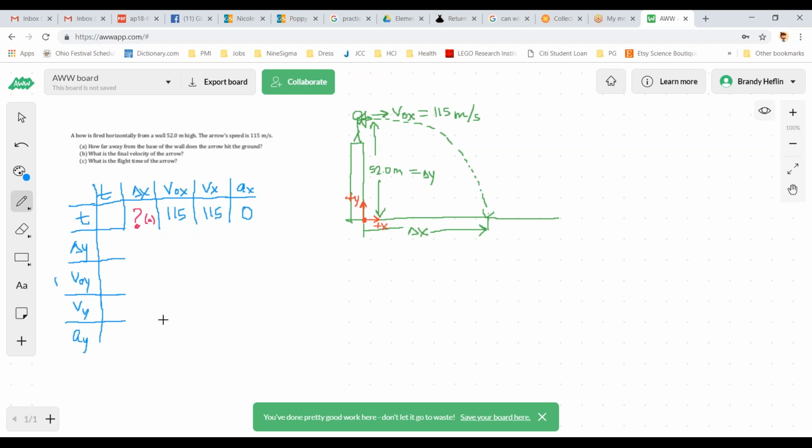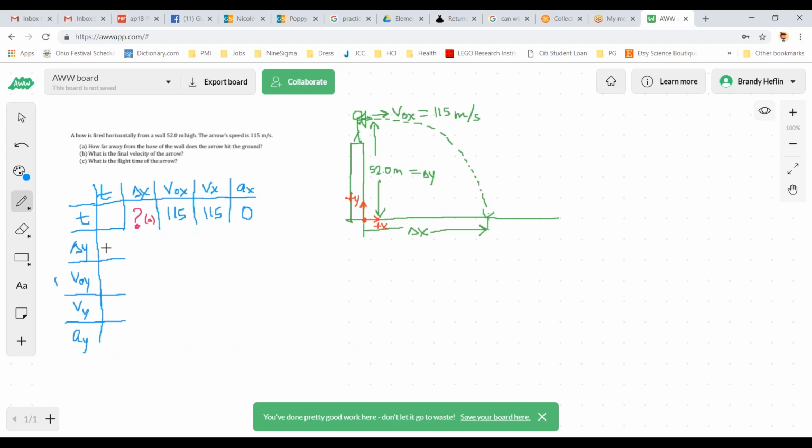So what I like about doing this is it really helps us make visual the fact that the variables that apply for the horizontal direction, we're going to write in the table horizontally. And then any variable that applies to the vertical motion, we're going to put vertically in the table.